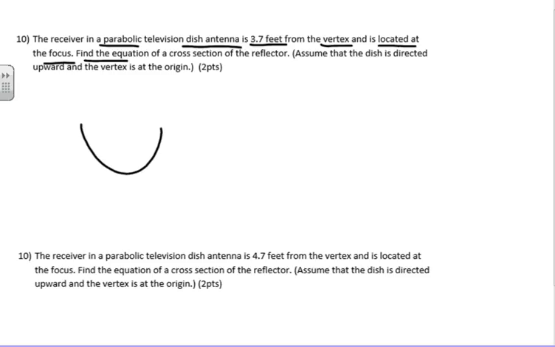So we're going to find the equation of the cross-section of the reflector. So basically, we're finding the equation of a parabola. That's what it's asking us to do. Okay, find the equation of the cross-section. The cross-section happens to be a parabola, so we're going to find the equation of a parabola. Assume that the dish is directed upwards. Okay, so it's going up, and the vertex is at the origin.